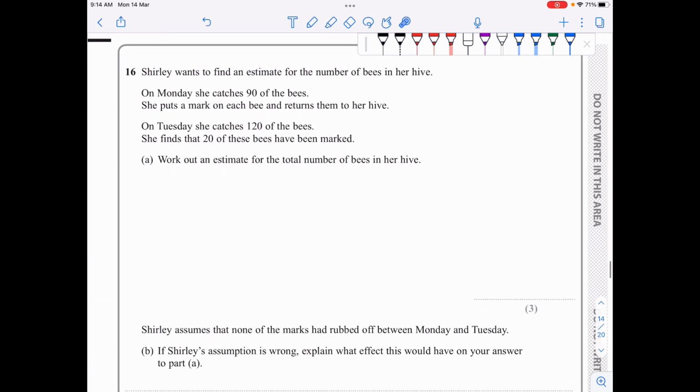10, Shirley wants to find an estimate for the number of bees in her hive. She caught 90 of them on Monday and marked them, and on Tuesday she catches 120 of the bees, and she finds that 20 of these bees have been marked. And we need to work out an estimate for the total number of bees in her hive. So we don't know the total, so I'm going to call the total number of bees n.